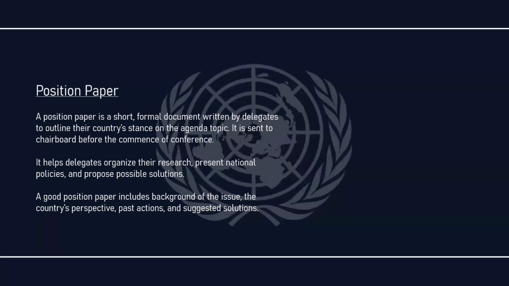Now, a position paper is a short formal document written by delegates to outline their country's stance on the agenda topic. It is sent directly to the chairboard before the commencement of the conference. It helps delegates organize their research, present national policies, and propose possible solutions. A good position paper includes background of the issue, the country's perspective, past actions, and suggested solutions.